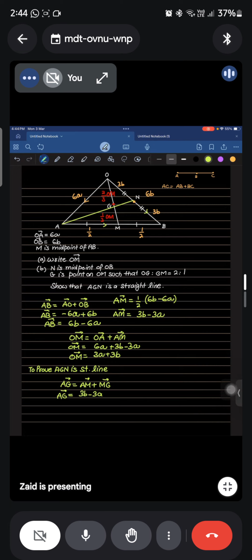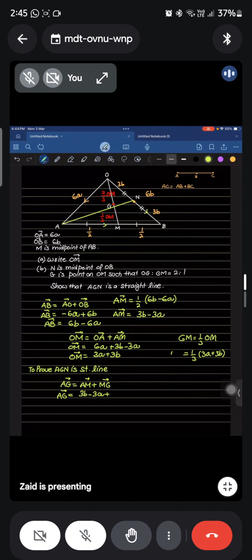And MG, we can just figure out MG. So MG is going to be OM. That is GM, by the way. That is GM, so I have to flip it. The GM is 1/3 of OM, so it's 1/3 of 3A plus 3B. So MG is going to be negative A, negative B. Okay. Getting or not?